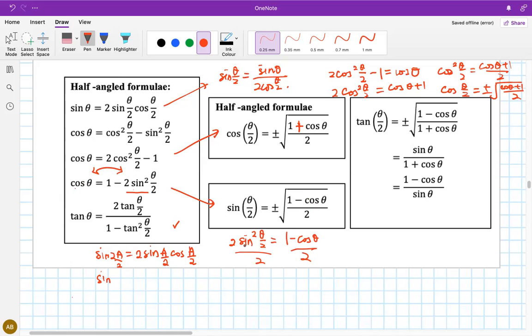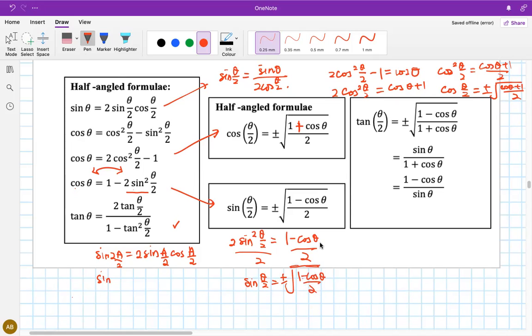Then to find sine theta over 2, you just square root, right? So you get the square root of 1 minus cos theta over 2. Okay, I think I wrote it properly.